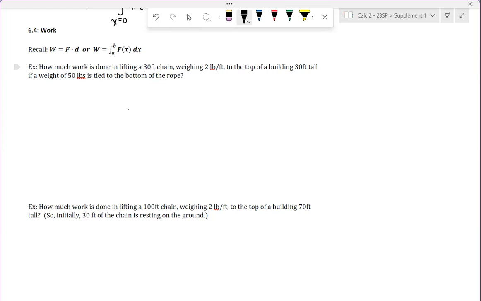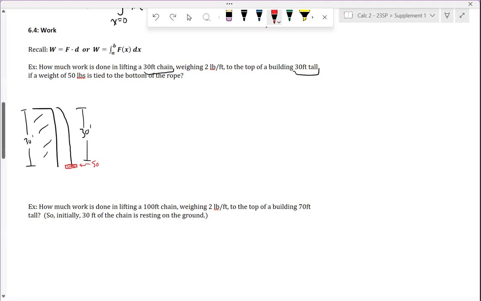So what's different here? We have a 30-foot chain. We have a building 30 feet tall. So I have my building, 30 feet tall. I have my chain hanging over the side of the building. It goes down just to the ground. So a 30-foot chain. But the interesting thing here is that in addition to the chain, I have a weight at the bottom. A 50-pound weight. Oh, not 50 foot, 50-pound weight at the bottom.